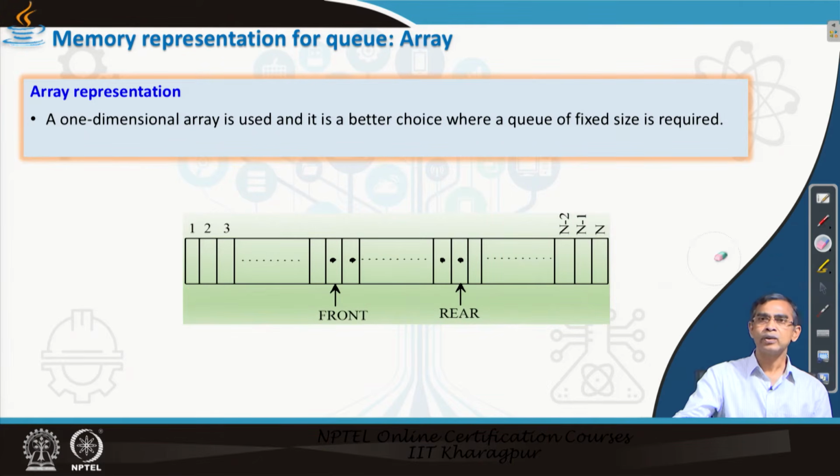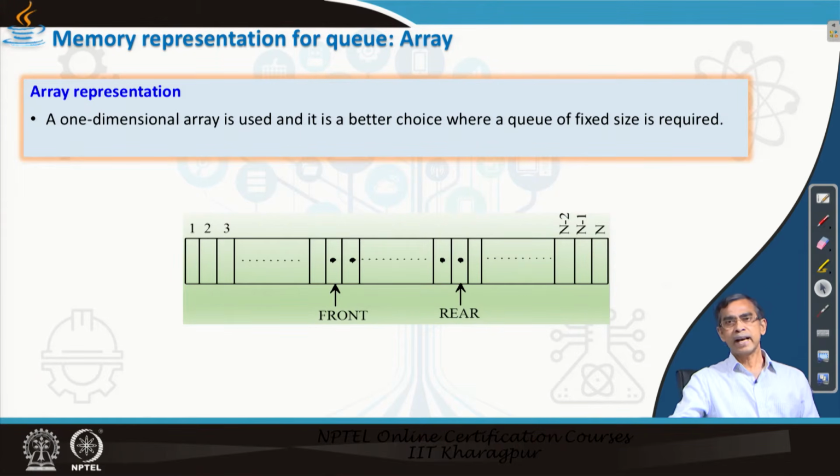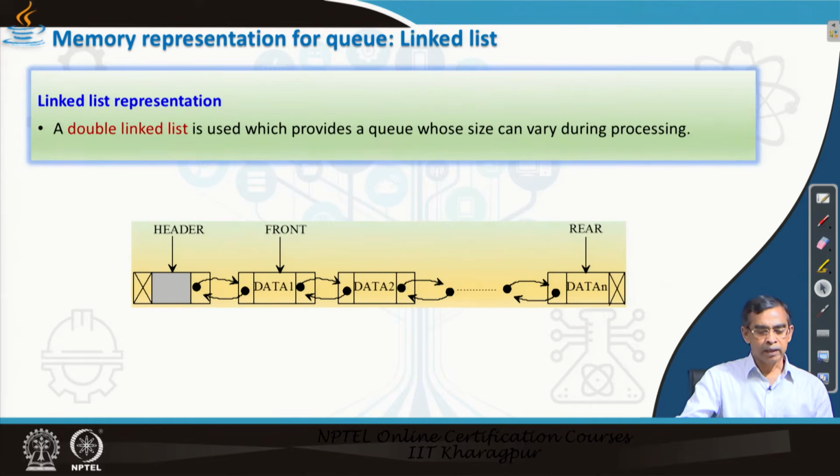Those are the things to be taken care of when you consider array representation. All those things do not come into linked list representation, because that is the most convenient way. Array representation is simple, but many things have to be taken care of while you implement the different operations on it. I told you the linked list representation is the most suitable for a queue.